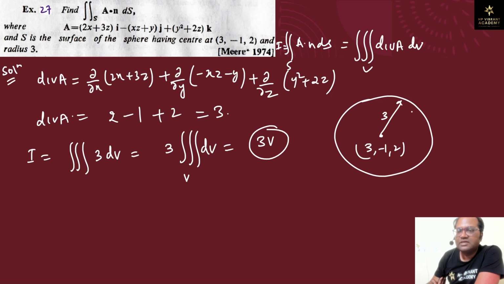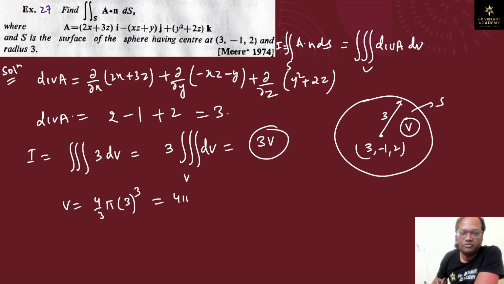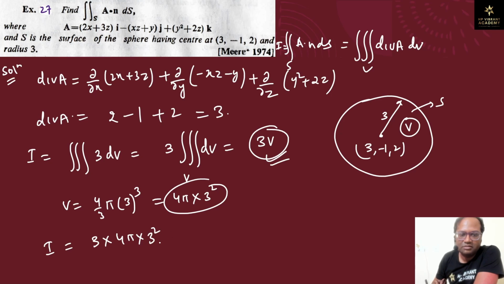So this surface S is enclosing a volume V, and we have to calculate this volume V. V is equal to 4 by 3 pi into radius cube. The radius is 3, so this is equal to 4 pi into 3 square. So I is equal to 3 times 4 pi into 3 square. That is 27 into 4, which is equal to 108 pi. That is the answer.